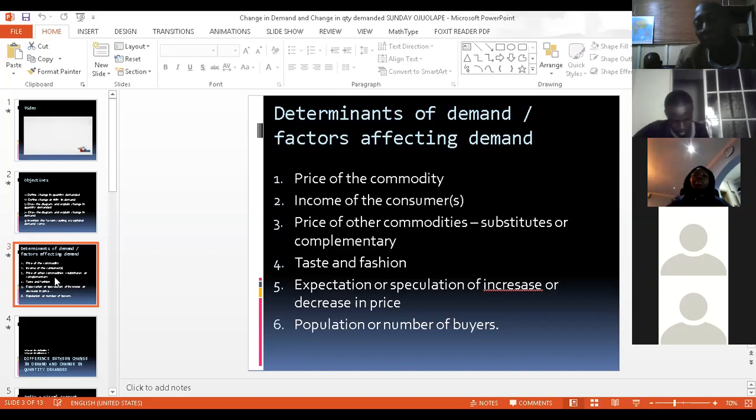Then we have a very important factor as well, determinant, which is population or number of buyers. In a place where we have small population, demand for product will be low. Whereas in a place where we have large population, the demand for product will be high. So these are the determinants of demand. These are the factors that will affect demand.